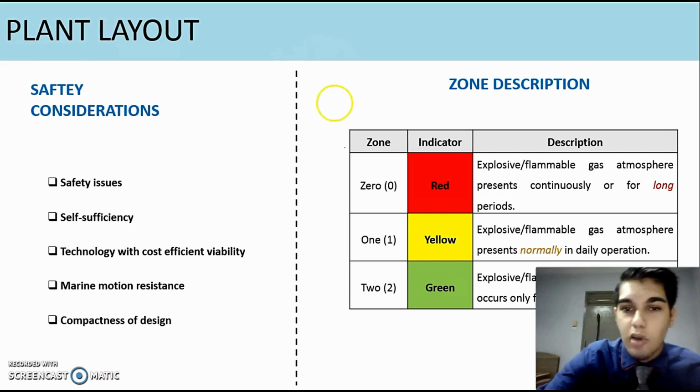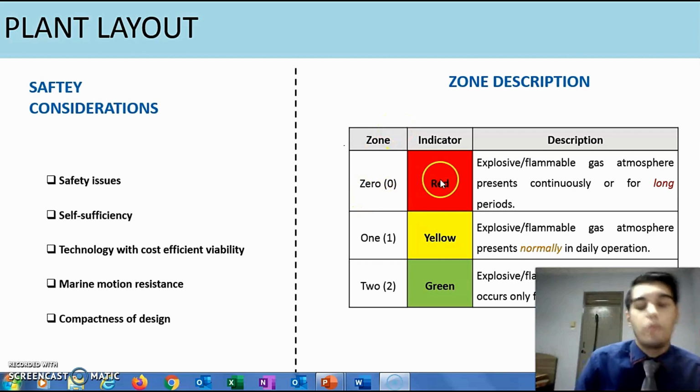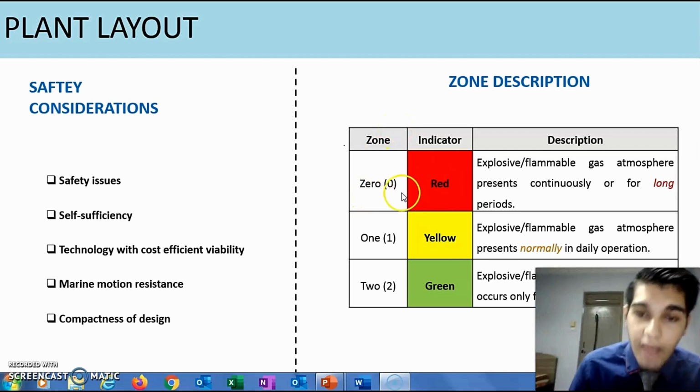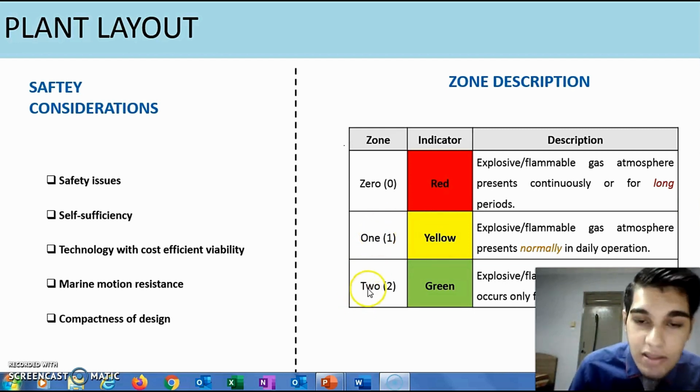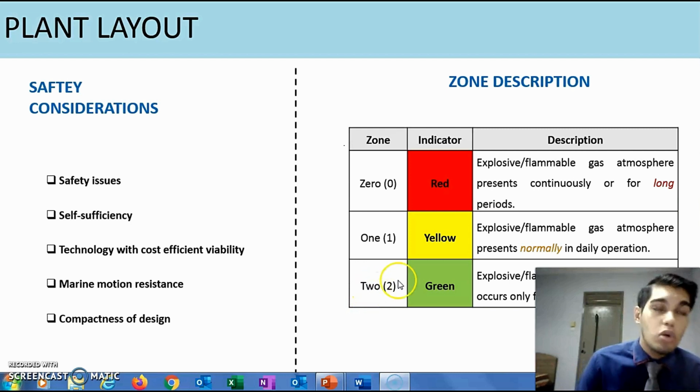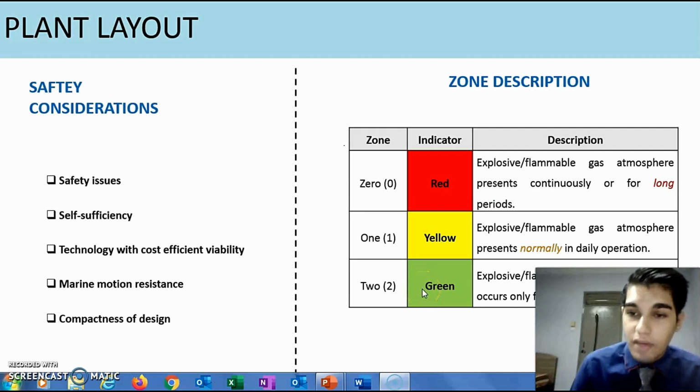And those three zones are zone 0, where the indicator is red, and then there's the second zone, which is known as zone 1, where the indicator is yellow, and lastly there's also zone 2, where the indicator is green. And this zone is considered to be the safest, as the explosive or flammable gas atmosphere occurs only for a short time or not at all. Zone 0 with the indicator red is the most dangerous.